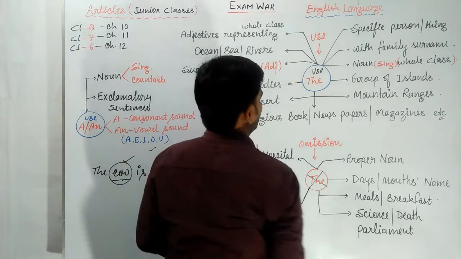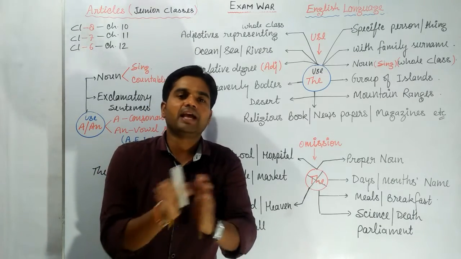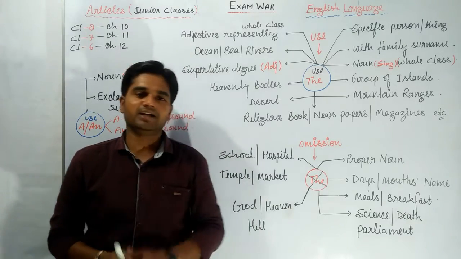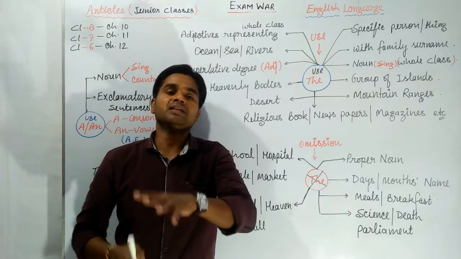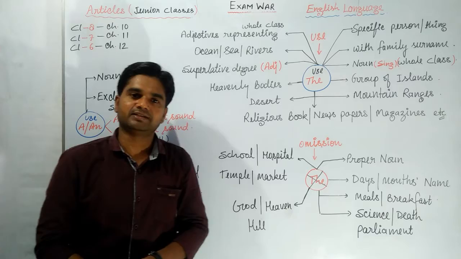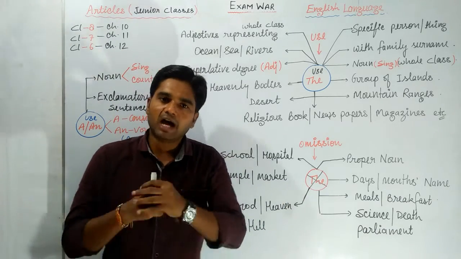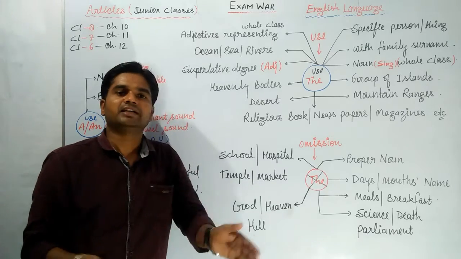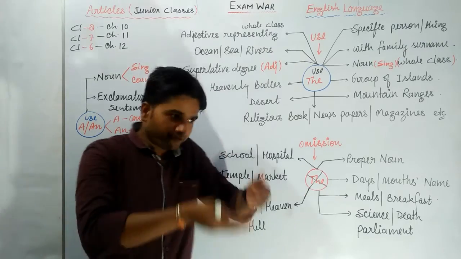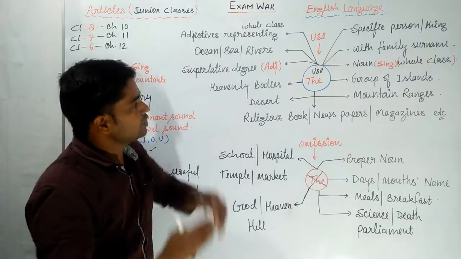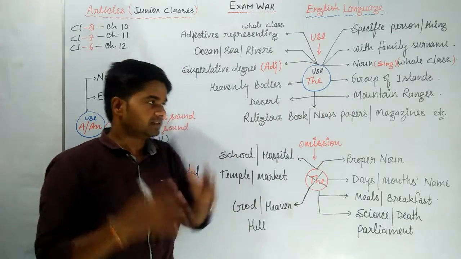Group of islands. What are groups of islands? For example, if I say the Andaman and Nicobars, that is a group of islands, we will use article the before such nouns. If I say the Lakshadweeps, this is a group of islands. If I say Daman and Diu, this is also a group of islands. So dear students, if I say the West Indies, this is also a group of islands. So before a group of islands, we use article the.